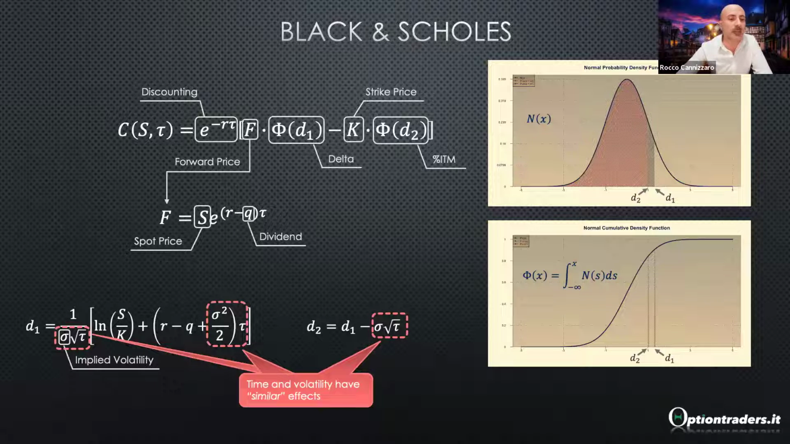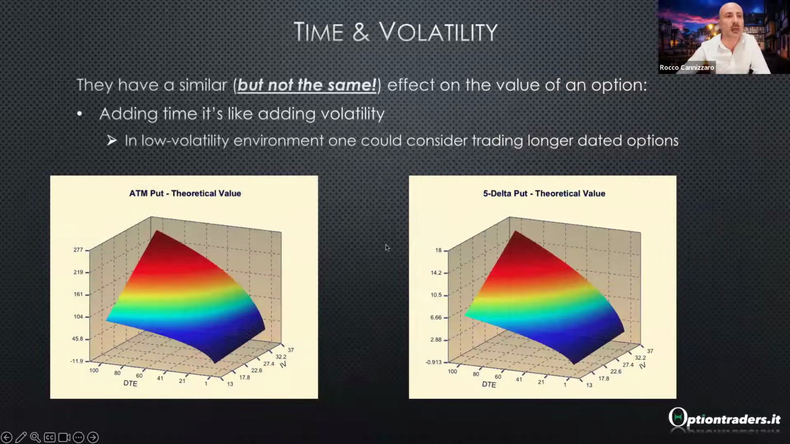And that is why time and volatility have similar effects when it comes to option price. And I'll explain a little bit more in an intuitive way what's going on here. So if you look at these two charts, this chart is showing you an at the money put, what would be the theoretical value.